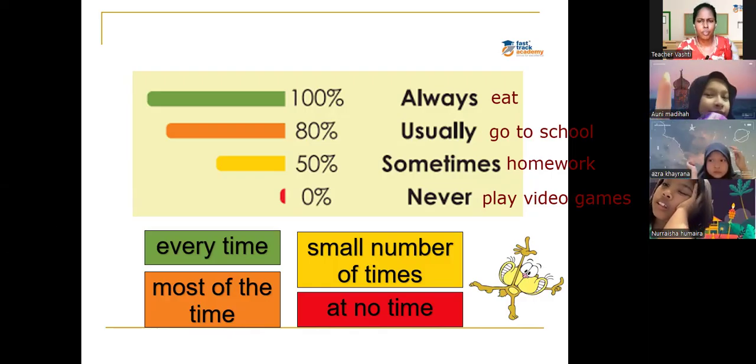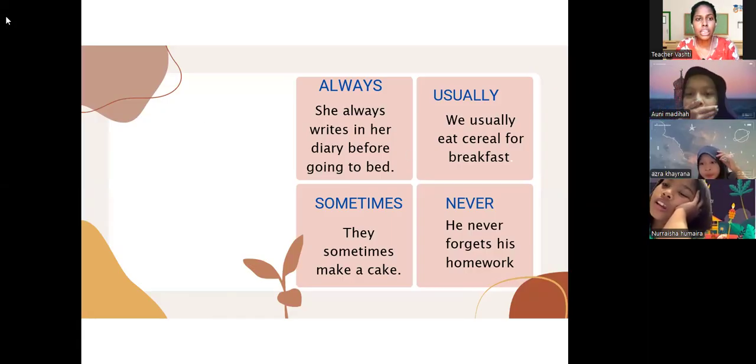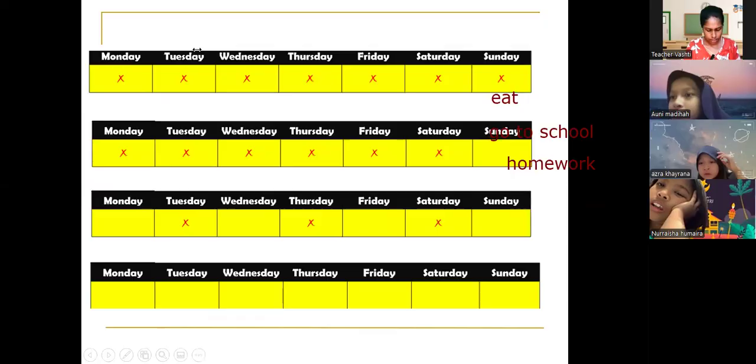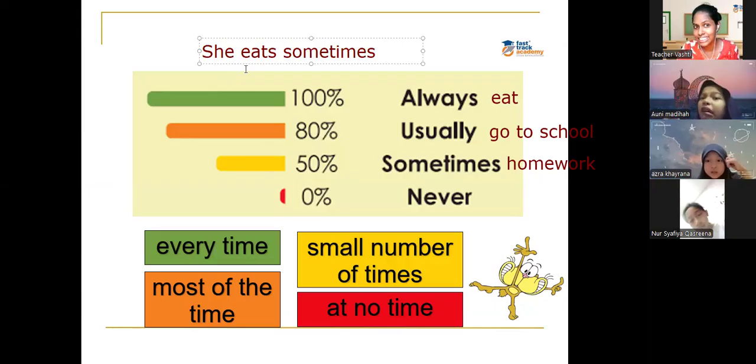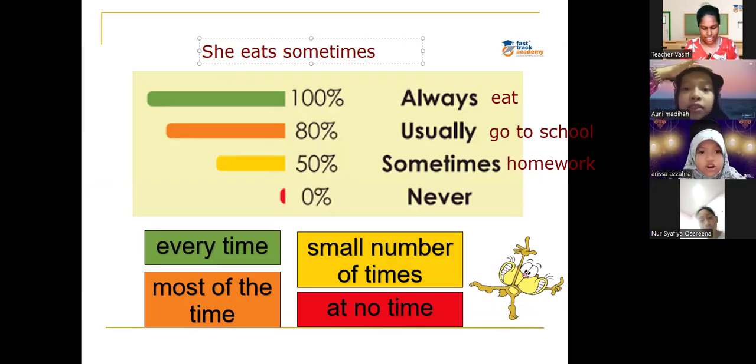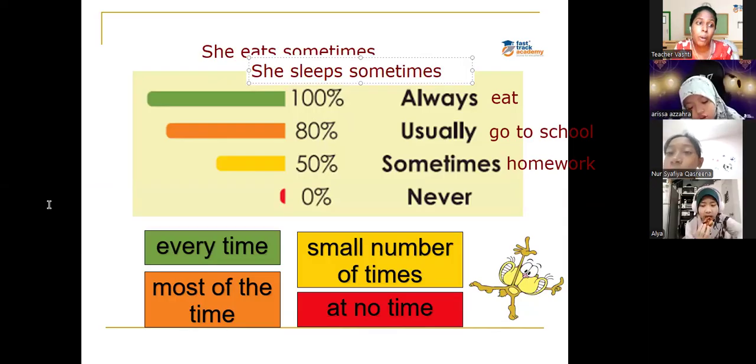Now, dah tahu dah perkataan tu. But do you know when to put it in a sentence? Tahu tak? Mana kita tulis? Sometimes, kita kata, she eats sometimes. Betul ke? Is this correct? No. She sleeps sometimes. No? Why no? Kenapa tak betul?